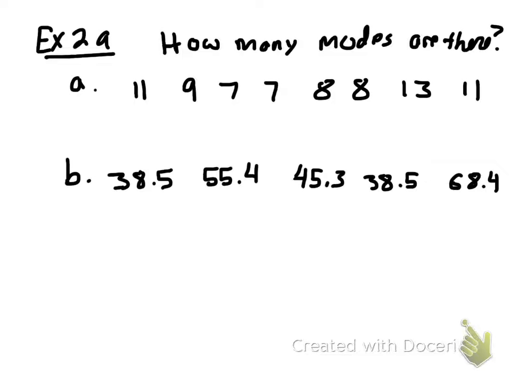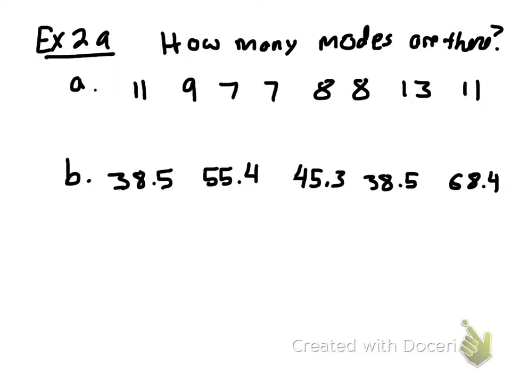Alright, so for your example that you're going to do on your own, figure out and identify how many modes are there in each of these lists, list A and B. Go ahead and pause the video, figure out how many modes there are, and then hit play when you're ready to check.